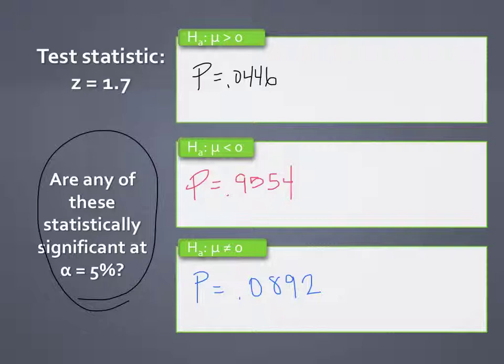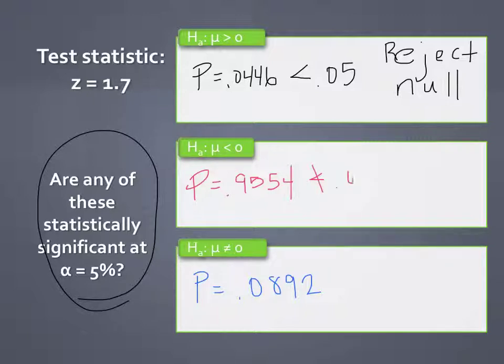Because this first value, 0.0446, is less than 5%, this is a case where we would reject the null. And so yes, it is statistically significant at the 5% alpha level. In neither one of the other two is the p-value less than 5%, especially in this next one.